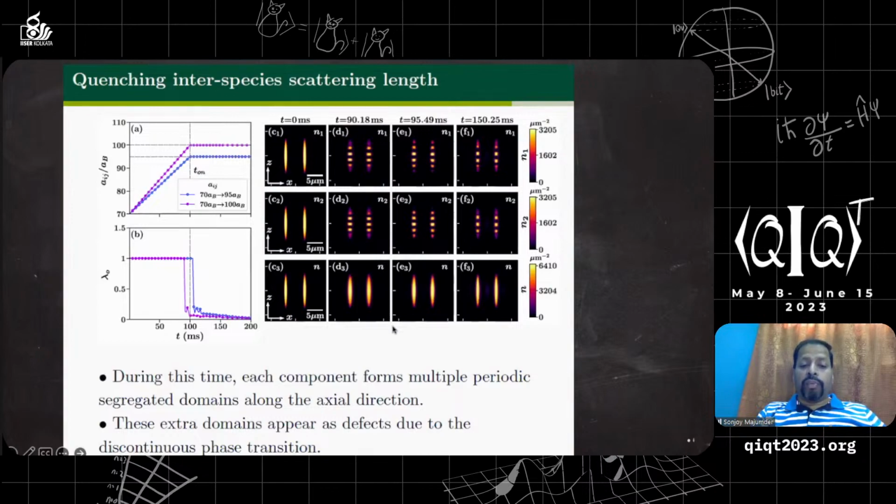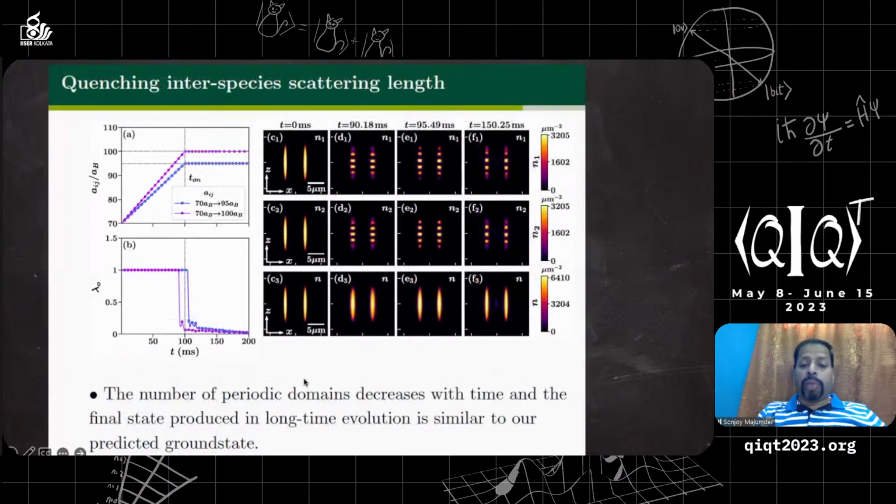During this time, each component forms multiple periodic segregations, in the domain and the axial direction. This extra domain appears due to defects, due to the discontinuity of the phase transition. The number of periodic domains decreases with time, and the final state is produced in long time evolution. As you see in the time domain, the magnetic field and trap were there up to, let's say, 100 milliseconds. After that the droplet still exists and sustains. So there is a long time evolution, and we see a state similar to the predicted ground state.